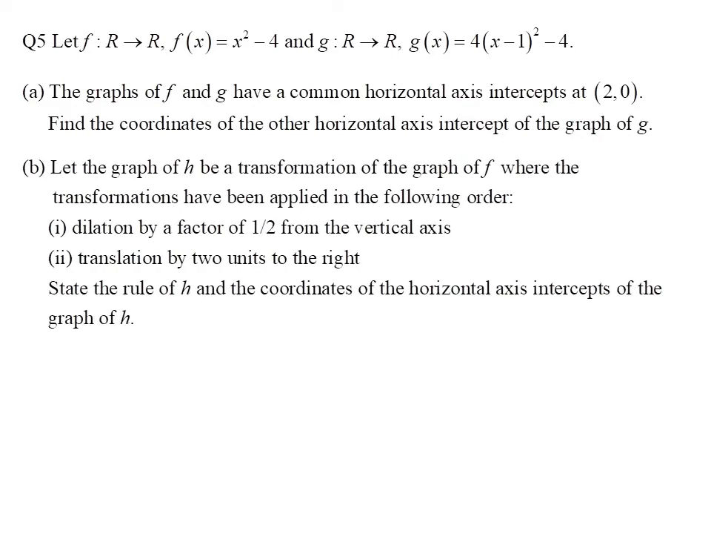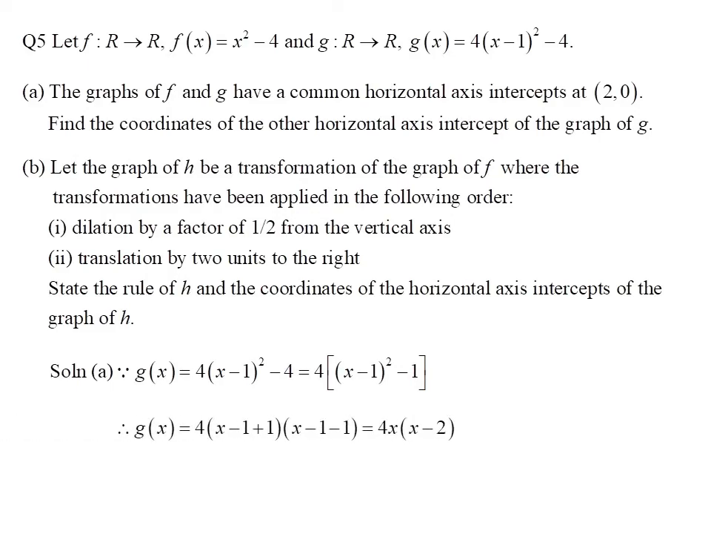Question B is related to the transformation of f of x. It asks to find the x-axis intercepts of the transformed function h of x, which is transformed from f of x by applying a dilation factor and then translated horizontally. Now let's start with question A. Since g of x can be rearranged and factorized to 4x times (x minus 2), the other x-axis intercept of g of x is at the origin (0, 0).